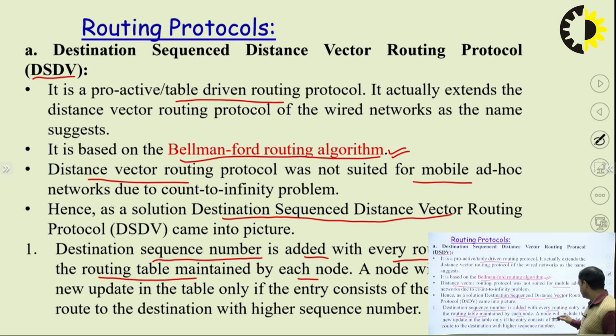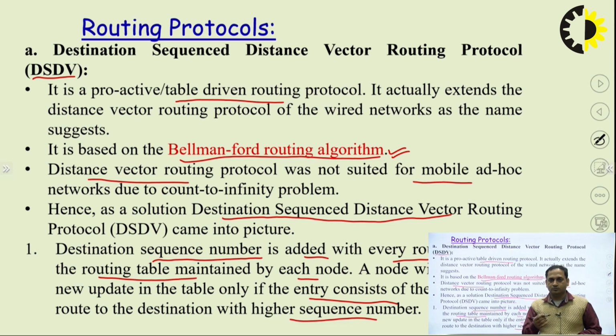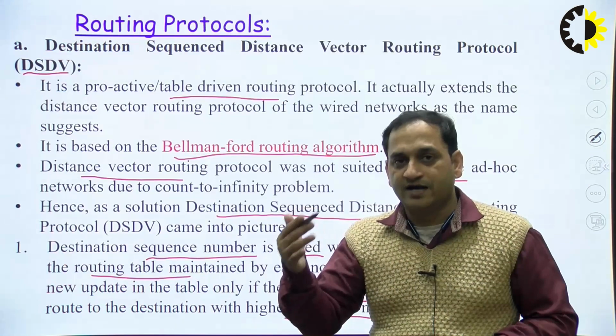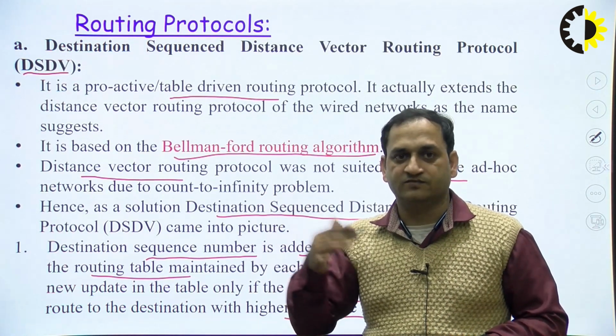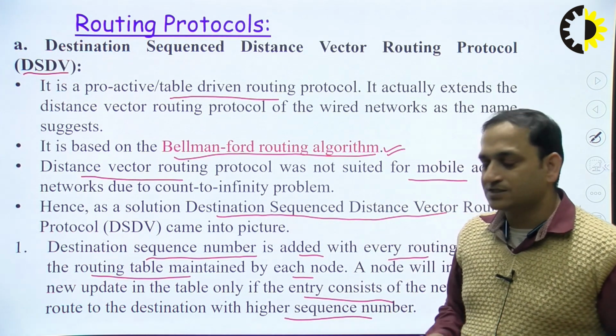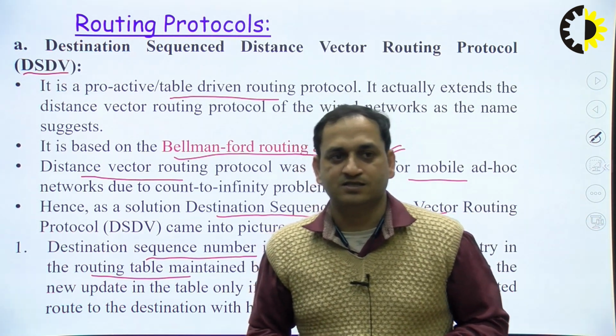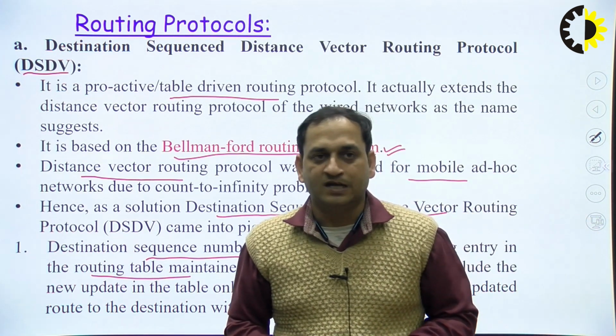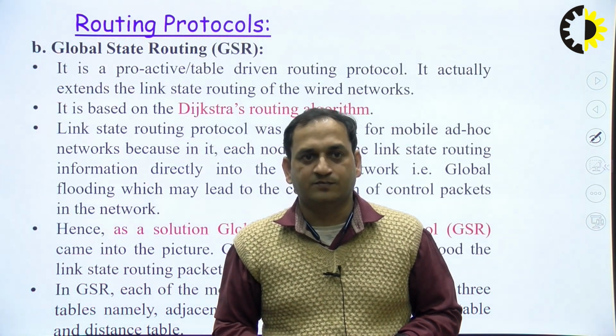A node will include any new update into the table if the entry consists of new updated routes to the destination with a higher sequence number. So from node 1 to node 2, node 2 to node 3, node 3 to node 4, a higher sequence number will be added: 1, 2, 3, 4, 5, 6, 7, like that. These sequence numbers are added in the destination sequenced distance vector routing protocol.